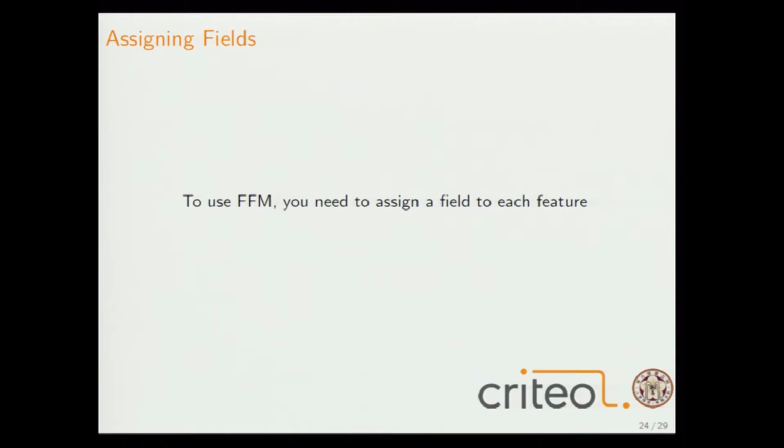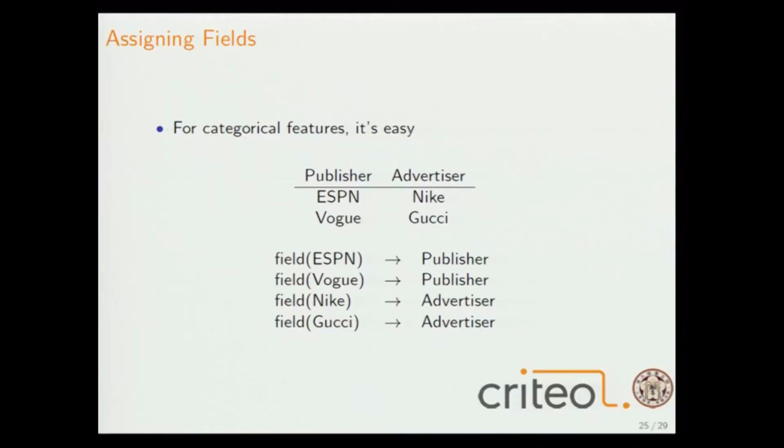So now I want to emphasize that if you believe that FFM is powerful and you want to try it, then one thing you need to do is that you need to assign a field to each feature. So assigning field is very easy for categorical data sets. So in this data set, we can easily see that the field of ESPN and Vogue is publisher, and the field of Nike and Gucci is advertiser.